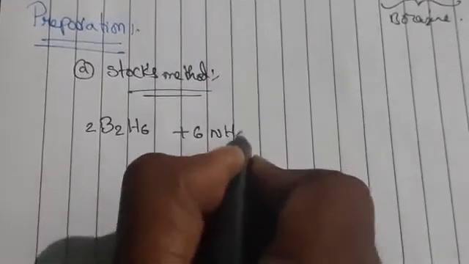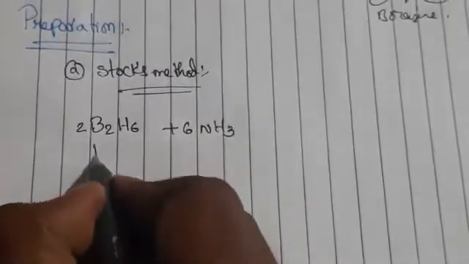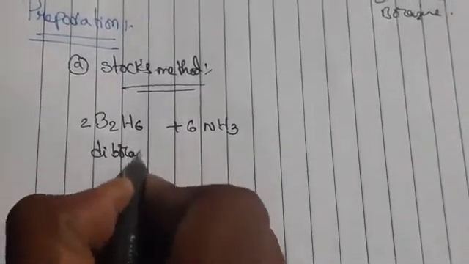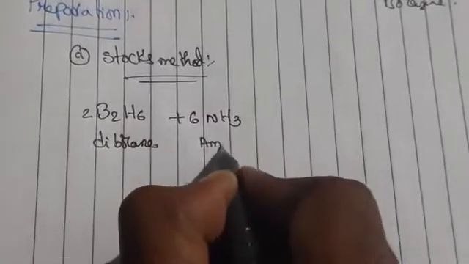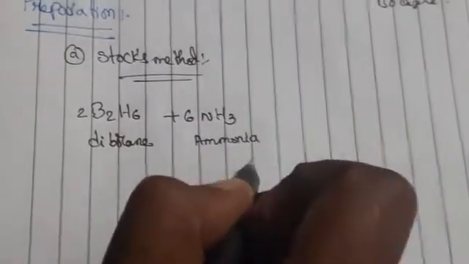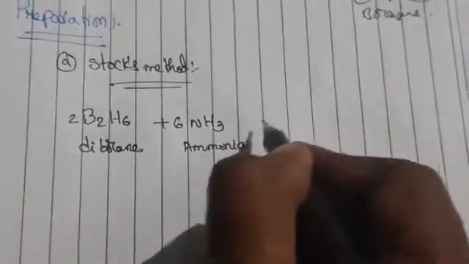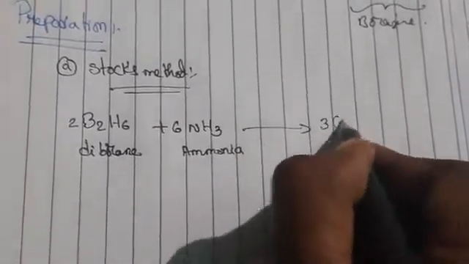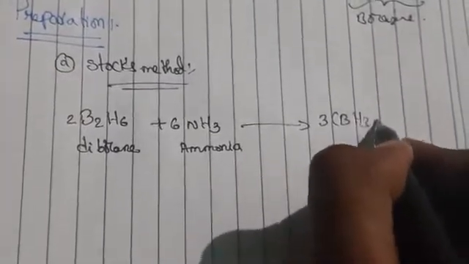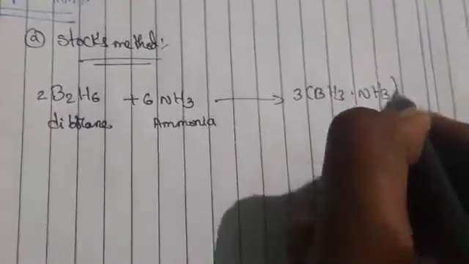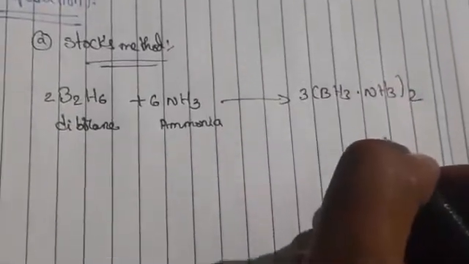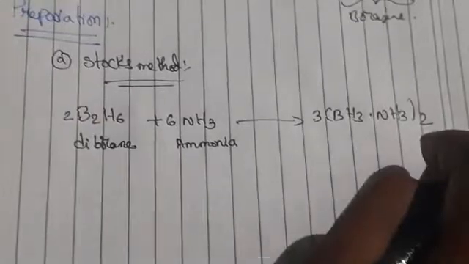In this, we are taking diborane. 2 moles of diborane is treated with 6 moles of ammonia. Then it will form the compound 3BH3·NH3 twice. So this is the first compound we are getting.